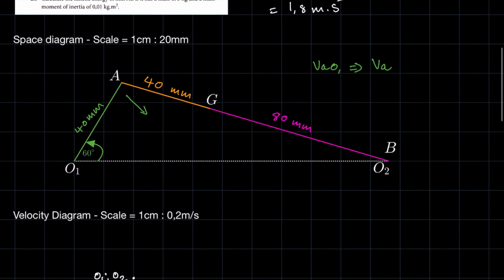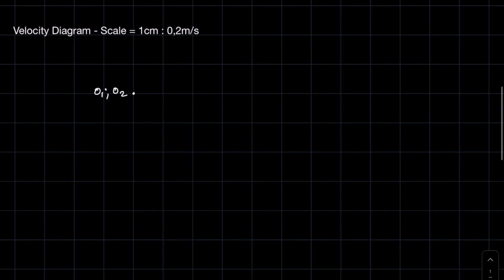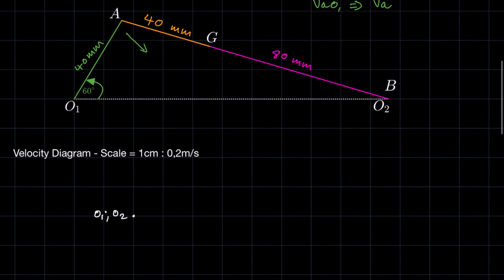So we've determined that the tangential velocity of the crank is 1.8 meters per second, and that is going to be 9 centimeters on our velocity diagram. Now, again, I do not have set squares, the instrument that you will be using, but I am going to take you through how you would use your instruments. Now, all you do, remember this has already been drawn, our space diagram has already been drawn.